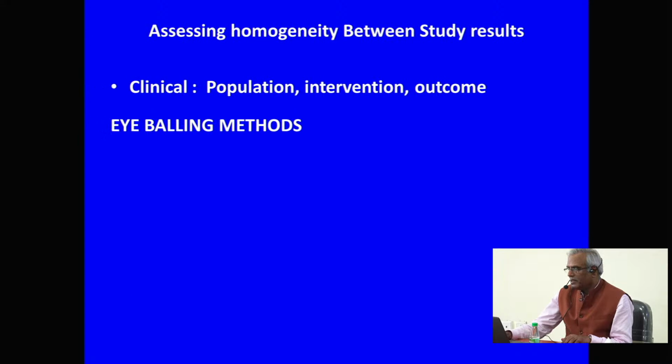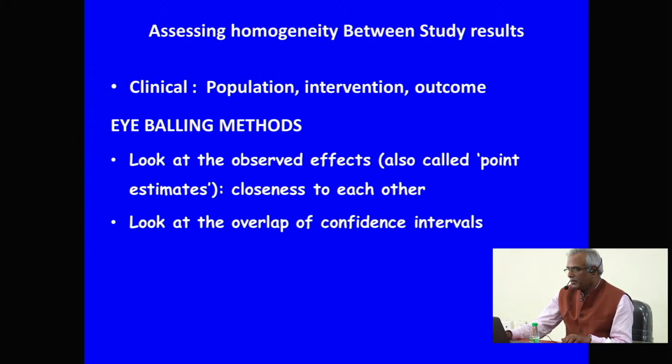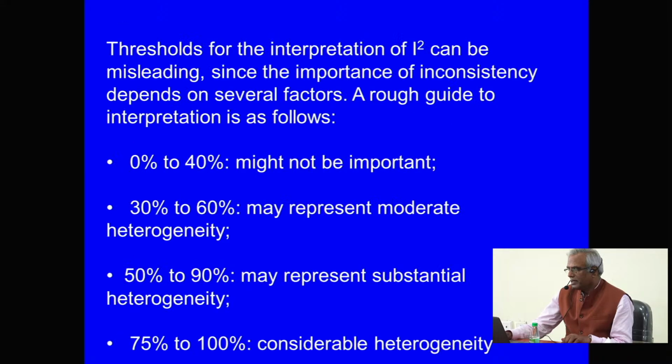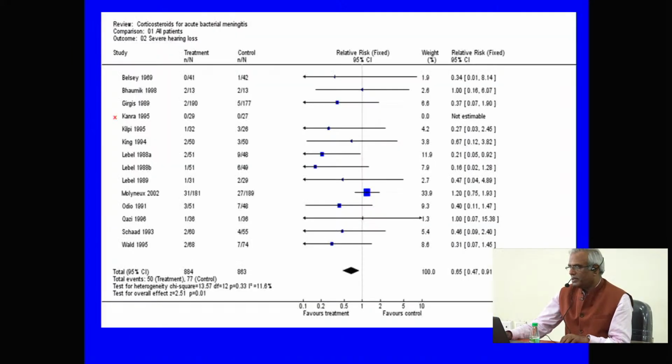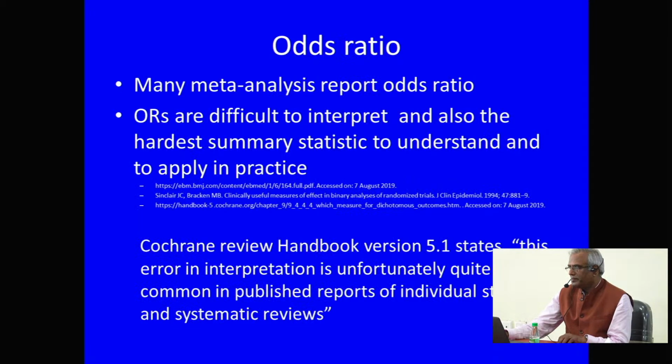So we look at homogeneity by different methods, but I'm not going to go into details of this. But certainly 50% and above is an unacceptable degree of heterogeneity. At least it requires exploration of heterogeneity. This is one of our own meta-analyses. How much is the I square? Anybody can read? 11.6%. So that will be considered homogeneous.